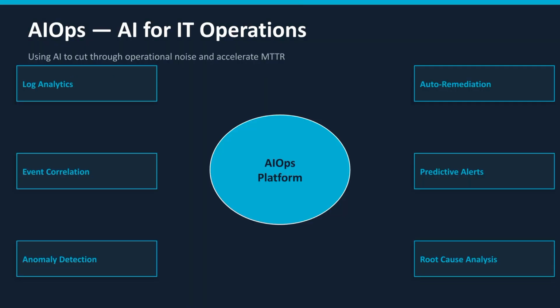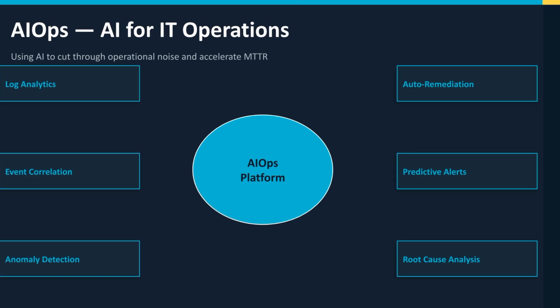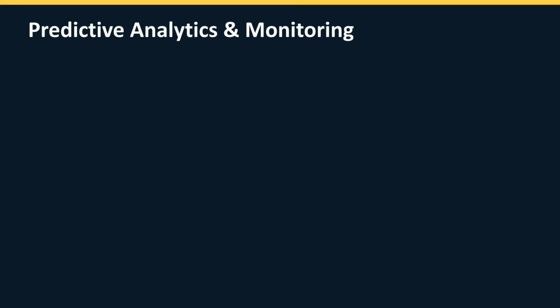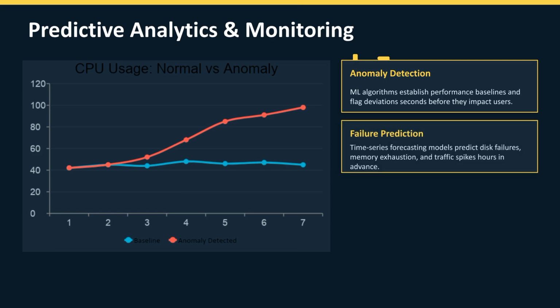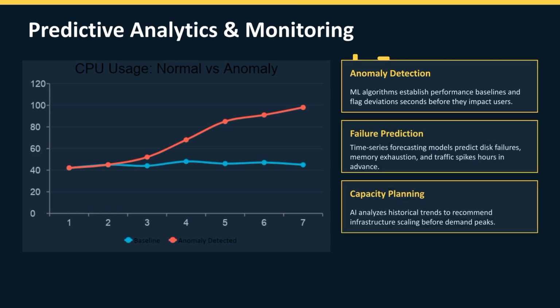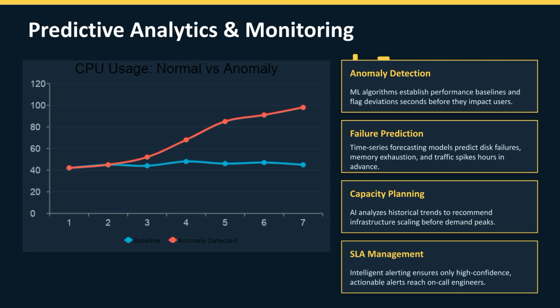AIOps, or AI for IT operations, cuts through operational noise and accelerates mean time to resolve. The AIOps platform uses AI for log analytics, event correlation, anomaly detection, predictive alerts, and auto-remediation. Predictive analytics and monitoring use ML algorithms to establish performance baselines, predicting anomalies before they impact users. This enables failure prediction, proactive capacity planning, and intelligent SLA management.